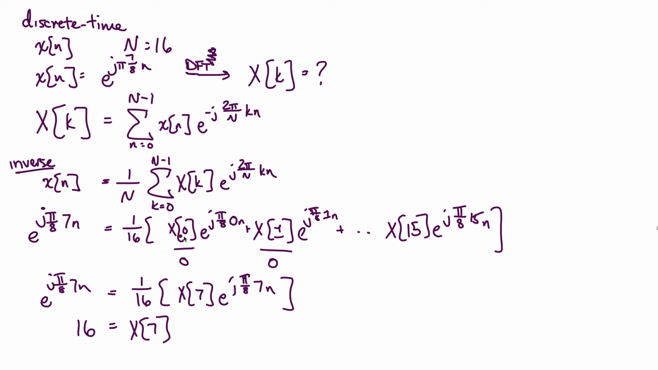So for our 16 length signal, where this is 15, and this is 0, and this is k, all of our transform signals are going to be 0 except at 7. Let's just say that that's 7 right there. At 7, it's equal to 16, and everywhere else, it's just going to be 0.